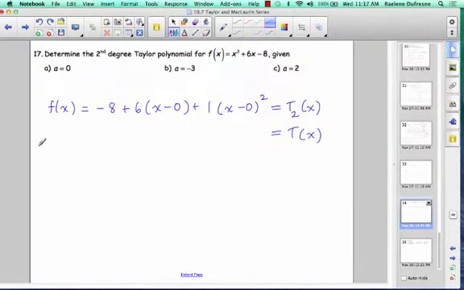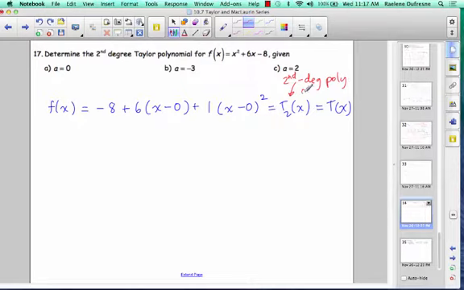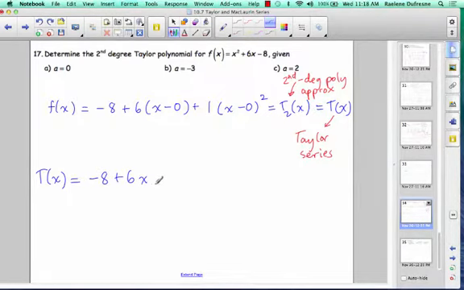And so the Taylor series, let me just write here, I'll fit it in, is t2 of x, and the Taylor series is t of x. So this is the second degree polynomial approximation, where t of x is the Taylor series. So if the Taylor series is an infinite polynomial, then the Taylor series is negative 8 plus 6x plus x squared plus 0x cubed plus 0x to the 4 plus 0x to the 5 plus dot dot dot.